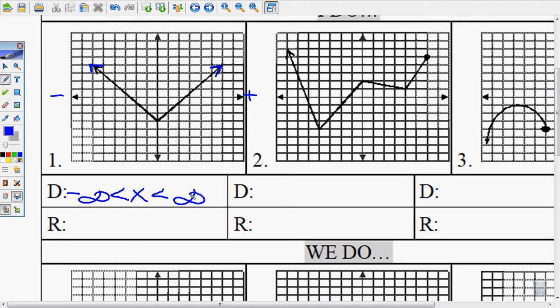Can someone tell me what negative infinity to positive infinity represents in words? I heard it. Good job, Manny. All real numbers.